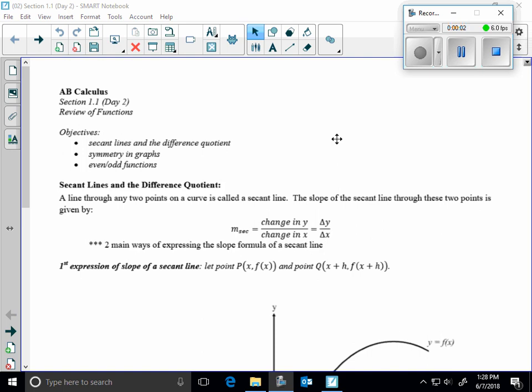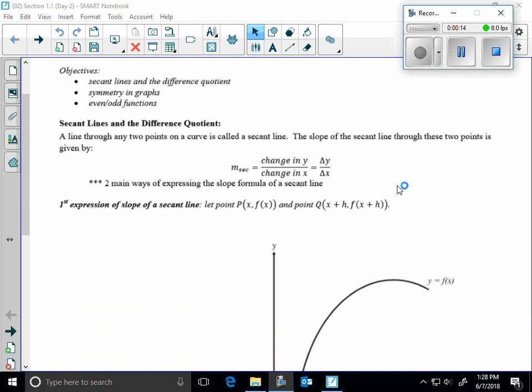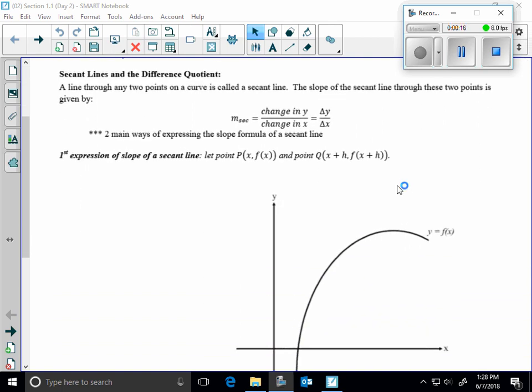All right, here we are, 1.1 day number 2. Doing some more review of functions. Today we're going to talk about secant lines, difference quotient, symmetry, which relates directly to even and odd functions. So let's go ahead and look at secant line and difference quotient.